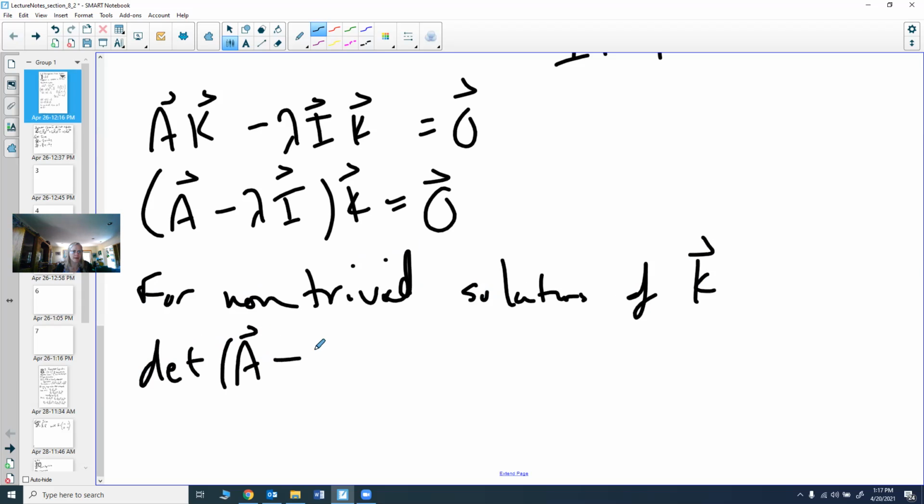of A minus lambda I is not zero. Oh, I'm sorry, is zero. Okay. So what we're going to do is try to solve for this and find out what lambda is equal to.